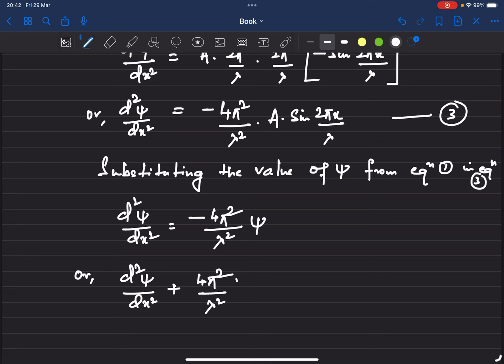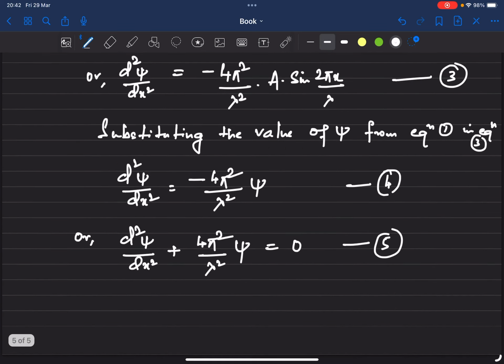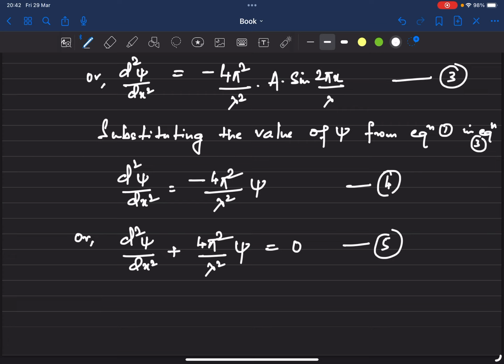Now we have come to a differential equation for psi in one dimension. Let us mark this as equation number 4 and this as equation number 5. So we got 5 equations so far. Now what is the significance of this equation number 5? It is the equation for one dimensional standing wave, which we are considering here as the electron wave. Now this particular equation, which we have written in one dimension, we can extend further to describe the motion of the electron in all the three dimensions.